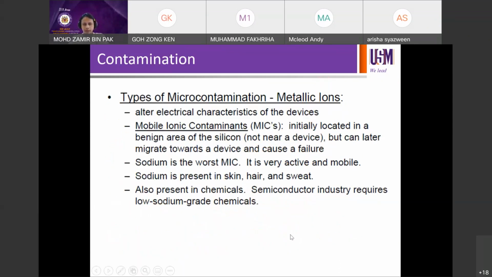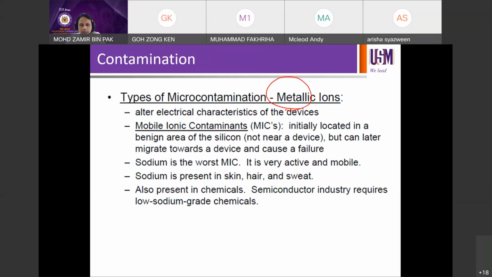So metallic ions are another type of contamination that can alter the characteristics of the devices, because if you have metallic ions, then it can induce a conduction path. So metallic ionic contaminant, mobile ionic contaminant, MICs, initially located in the benign area of the silicon. Well, this depends whether it sits at the benign area or the active area. Benign means passive, passive or active area. So it may also migrate towards the device and cause failure because it's mobile in nature. Okay, so it can migrate across from passive to active areas.